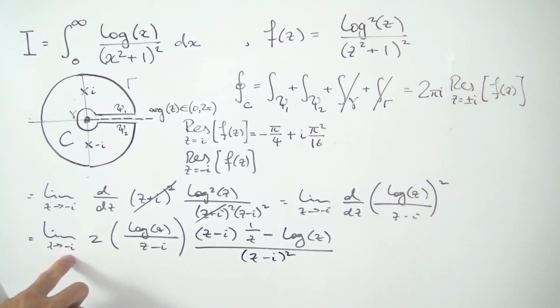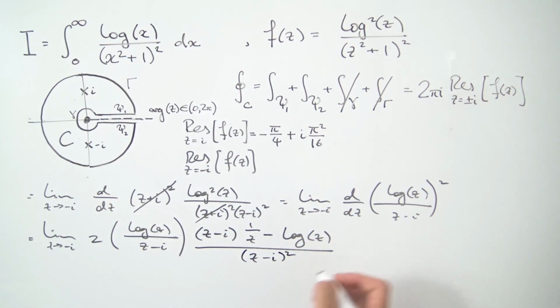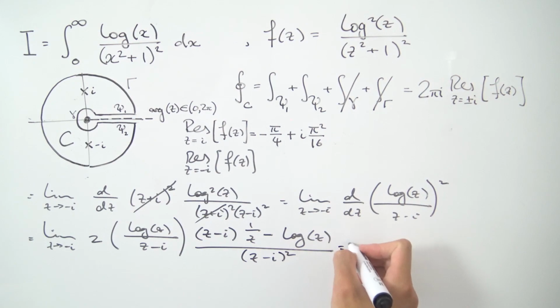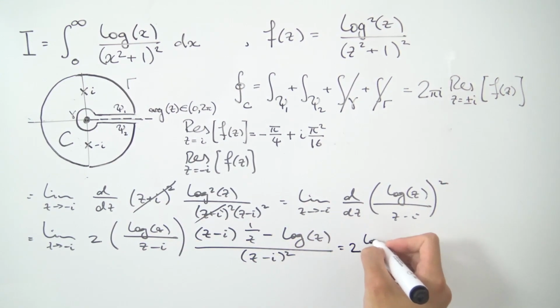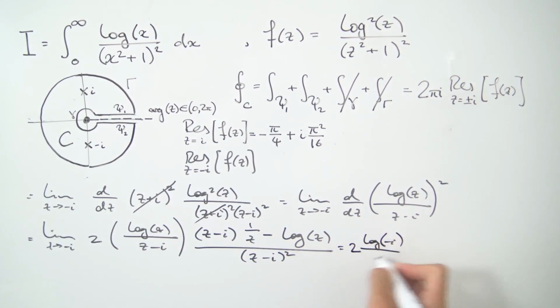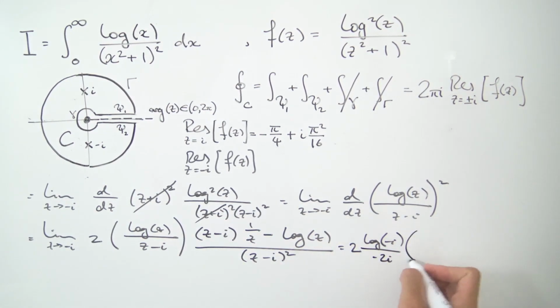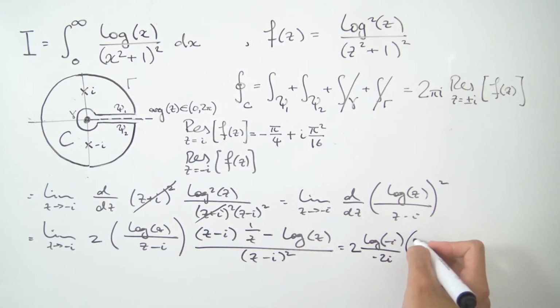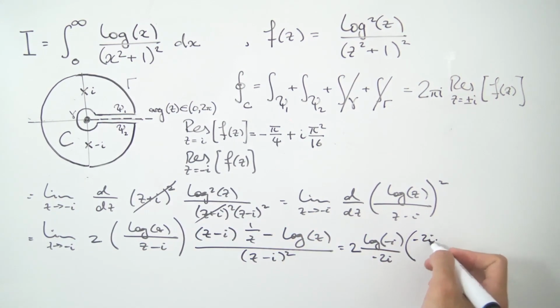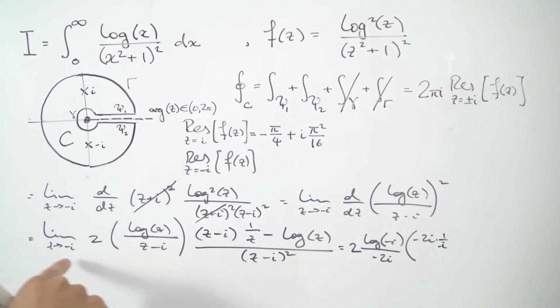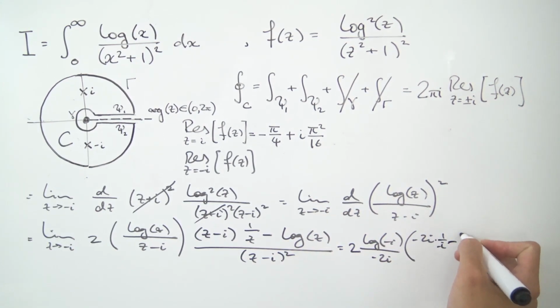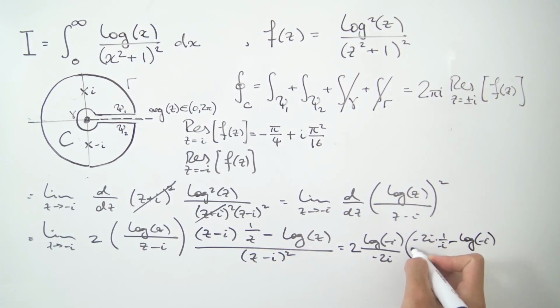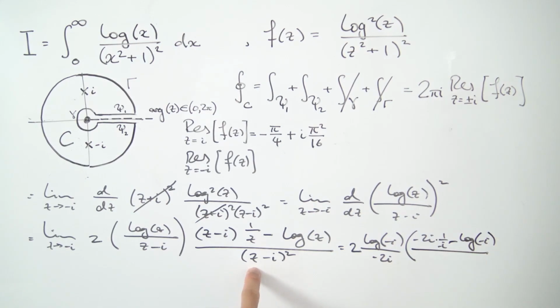So now it's safe to plug in minus i into everything, nothing's going to blow up. So we're going to get 2, then log of minus i, divided by, this is going to be minus 2i down here. Then what are we going to get over here? Well, this is going to be minus 2i divided by i, so multiplied by 1 over minus i actually. We're plugging in minus i. Then we have a minus the logarithm of minus i, all divided by minus 2i, but the whole thing squared.